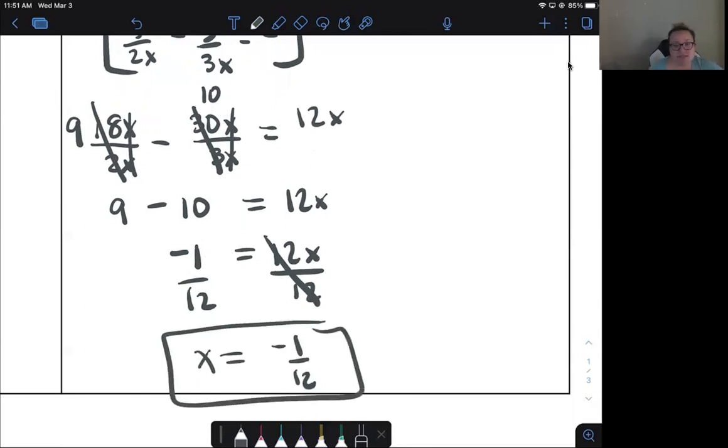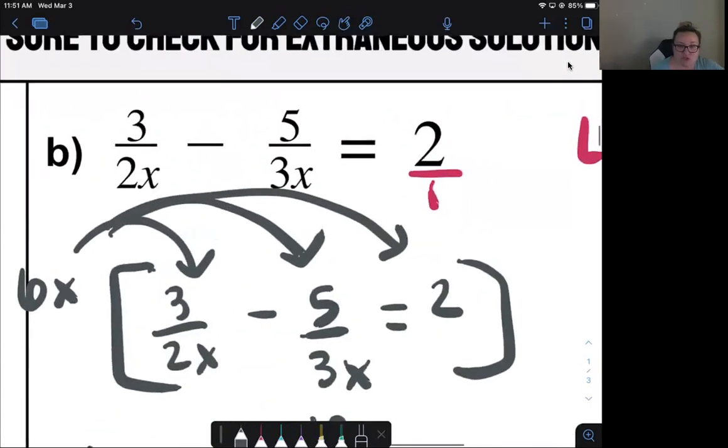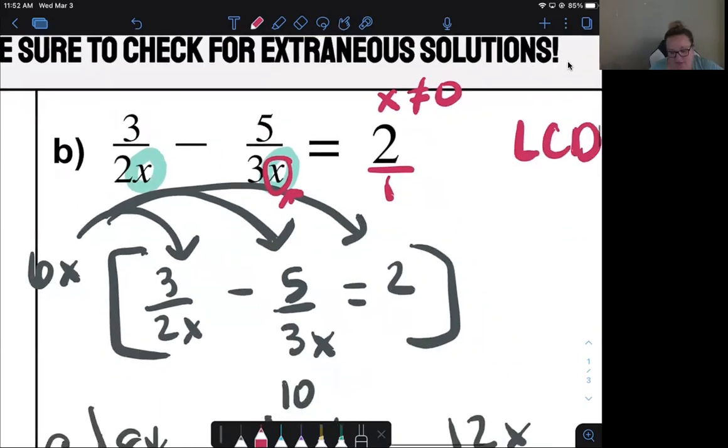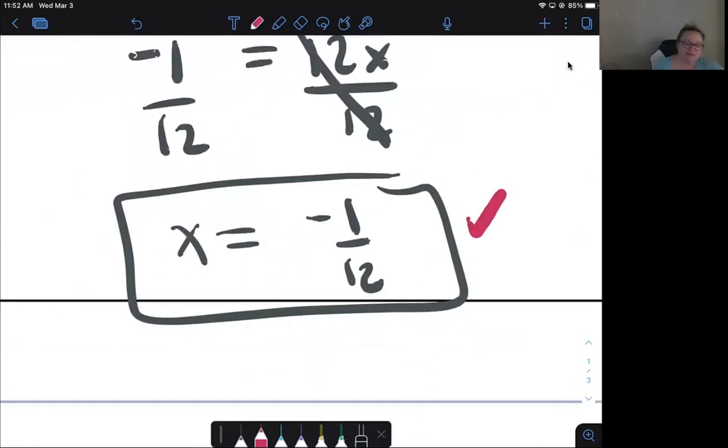Now we need to double check that x is allowed to be negative 1/12. So what is our restriction on the variable from that very first equation? What would make 2 times x be 0, and 3 times x be 0? Well, 2 times 0 would be 0, so x is not allowed to be 0, and neither is x here, because 3 times 0 would be 0. So x can't be 0, which isn't the solution we got, so we're fine. x is allowed to be negative 1/12.